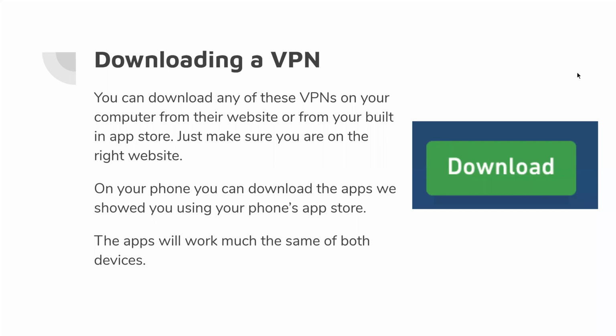Now, when downloading a VPN, it's important to understand that this will be a native file on your computer that you can get from your built-in app store or the manufacturer's website. It's important to make sure that you're on the right website, because there are websites that try to mimic services to infect your computer with malicious content. So just be wary of that. You can even download apps on your phone, and all these apps are available in your mobile app store, whether it's Google Play or the App Store. And the apps are relatively similar on both computers and mobile devices.